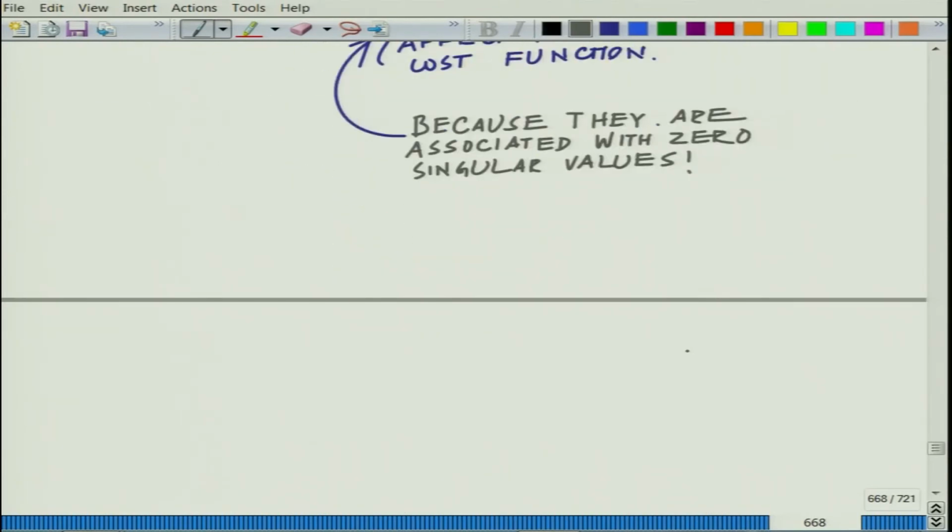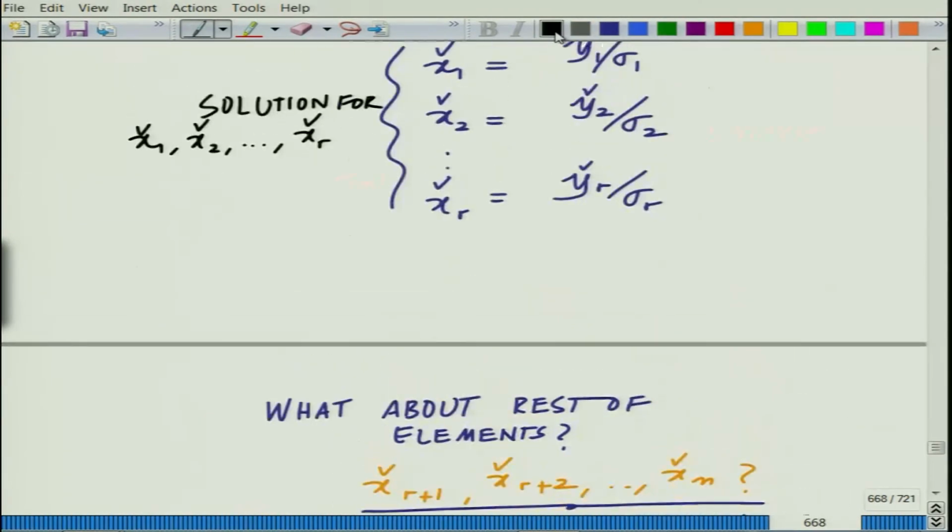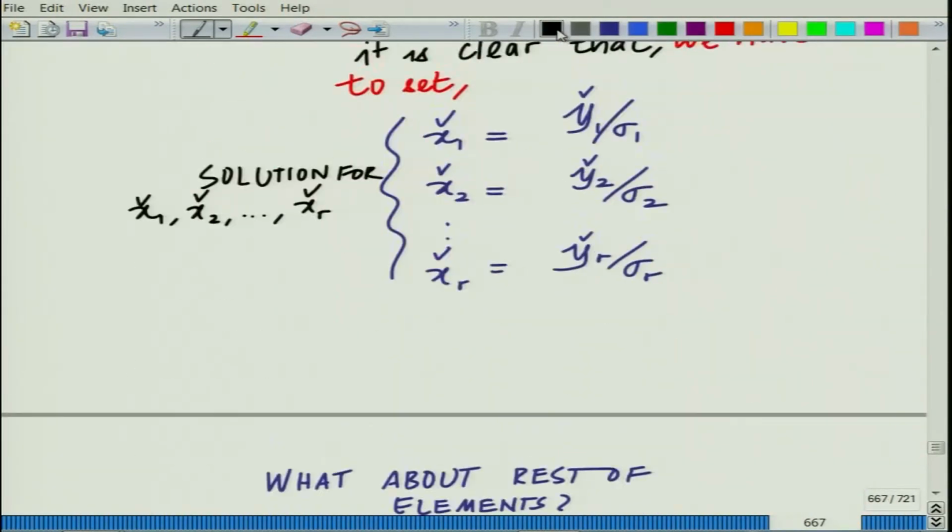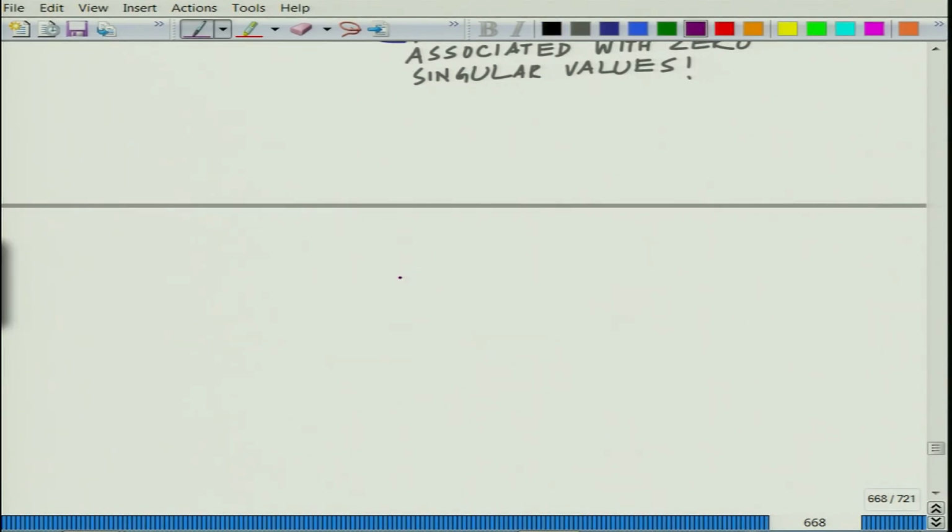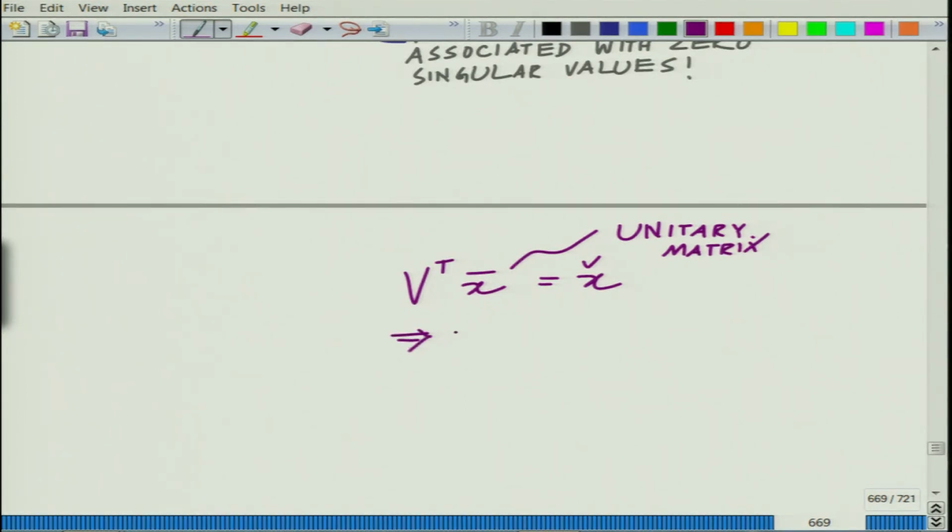So, how do we set them? The point is to understand that now you go back and take a look at it. Out of all these solutions, which one is the solution that we prefer? We have V transpose times x bar equal to x check. Now, look at this. Remember this is a unitary matrix. And this implies norm of x bar square equal to norm of x check square, because once again multiplying by a unitary matrix, or simply a rotation matrix, complex rotation matrix or any rotation matrix, does not affect the norm.